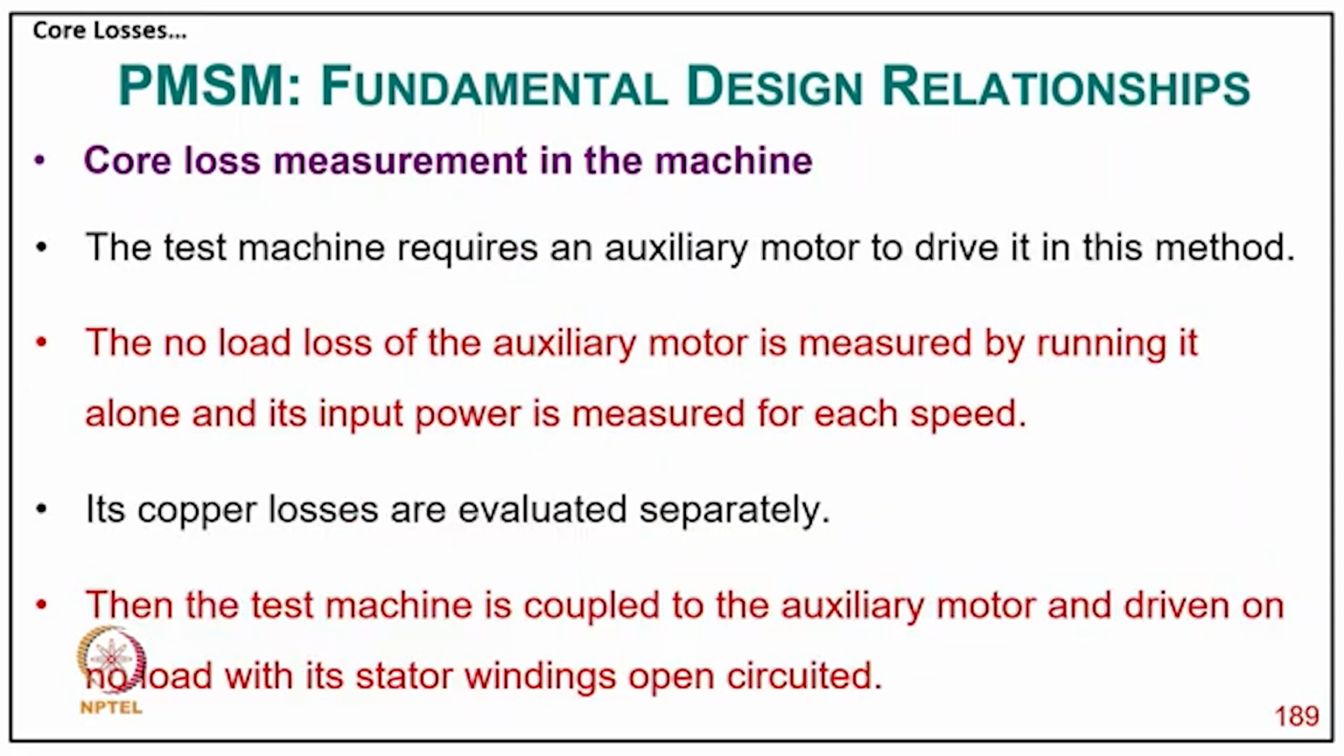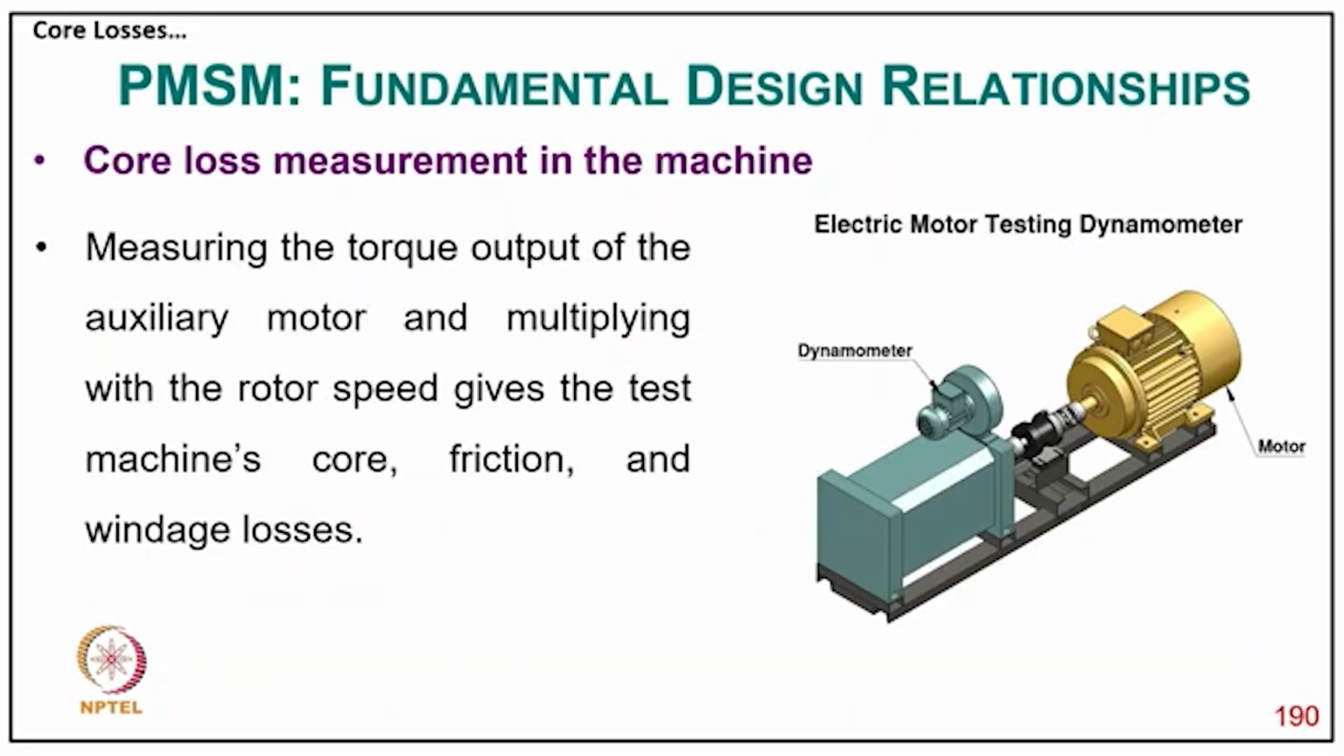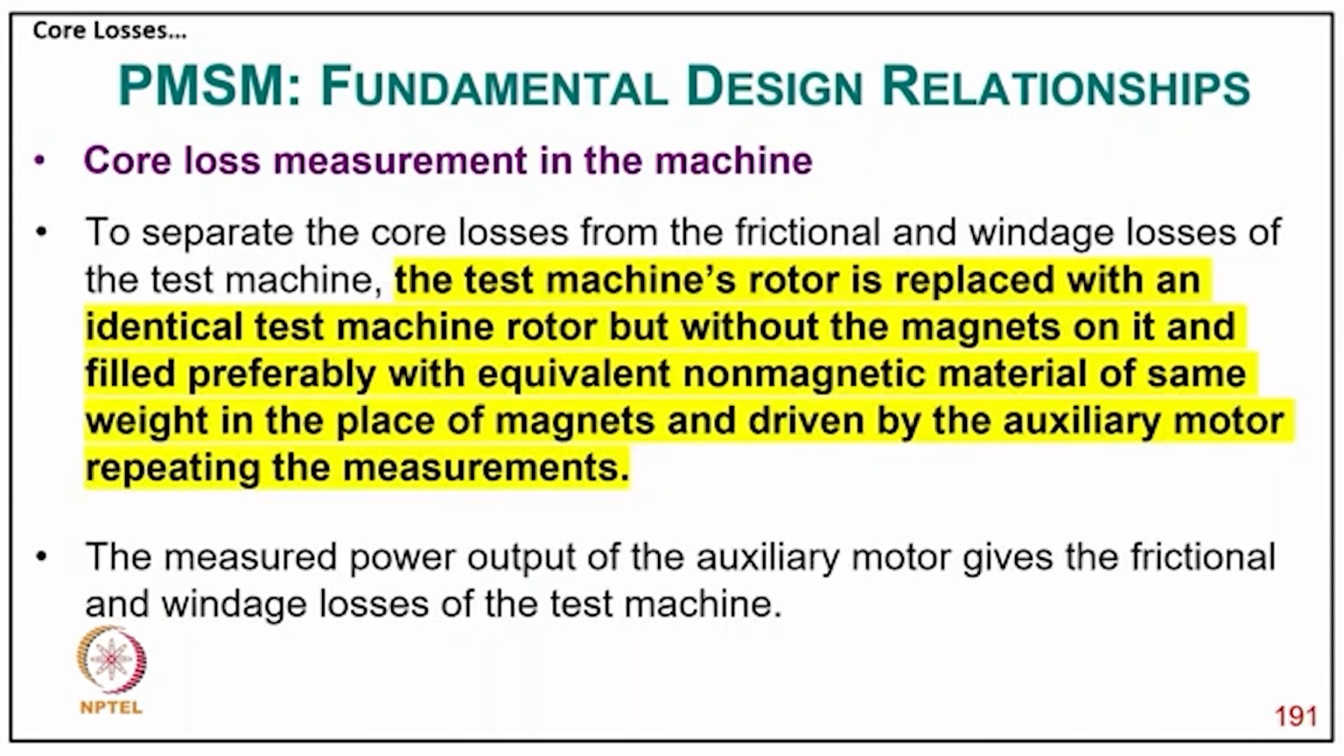Now coming to core loss measurement in the machine, the test machine requires an auxiliary motor to drive it in this method. So the no load loss of the auxiliary motor is measured by running it alone, and its input power is measured for each speed, as copper losses are evaluated separately. Then the test machine is coupled to the auxiliary motor and driven on no load with the stator windings open circuited, and typically you can see the electric motor testing arrangement. So measuring the torque output of the auxiliary motor and multiplying with the rotary speed gives the test machine core, friction and windage losses.